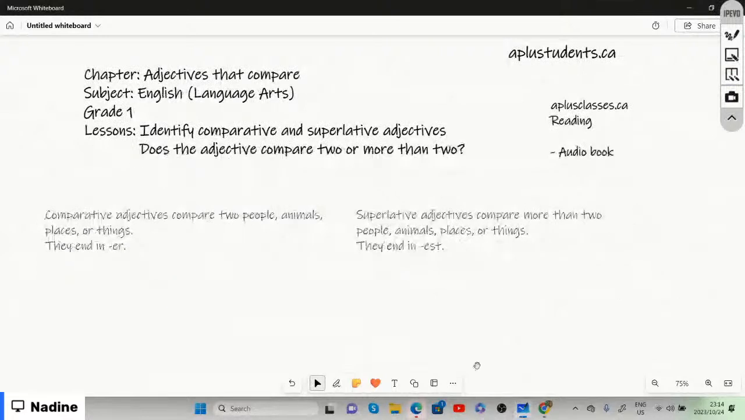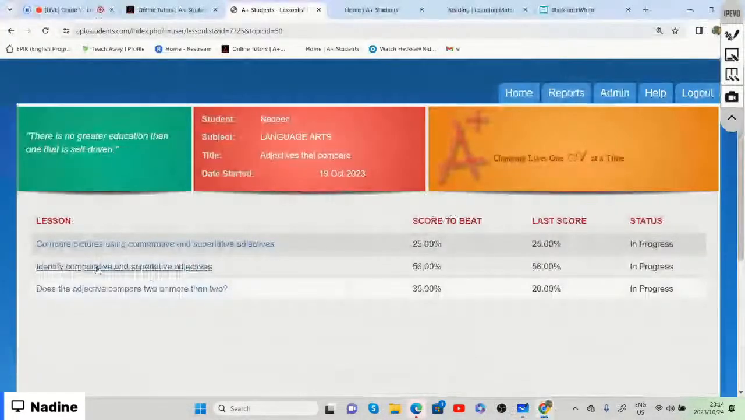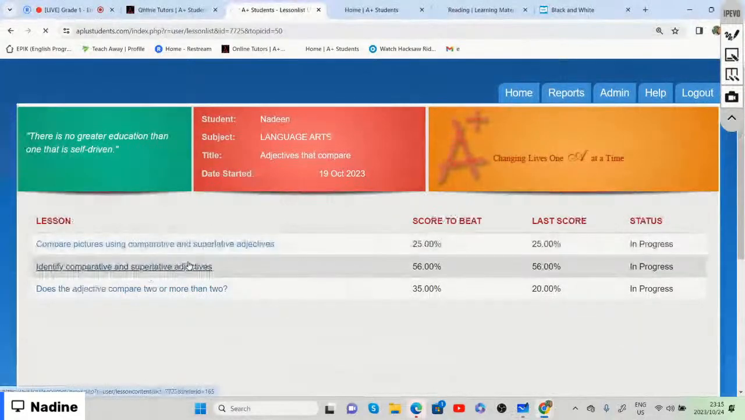So now let's go to a+students.ca. And we're going to start with our tutorial lesson. We're going to the second one, which is to identify comparative and superlative adjectives.